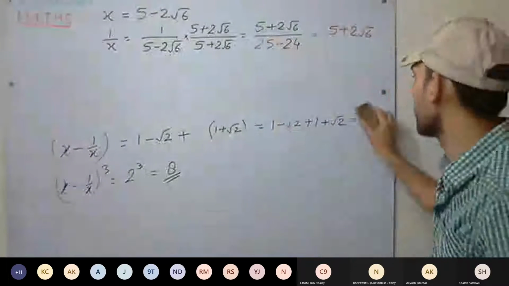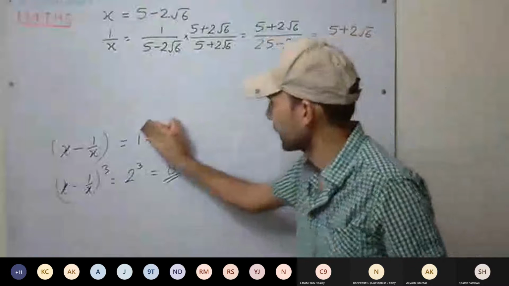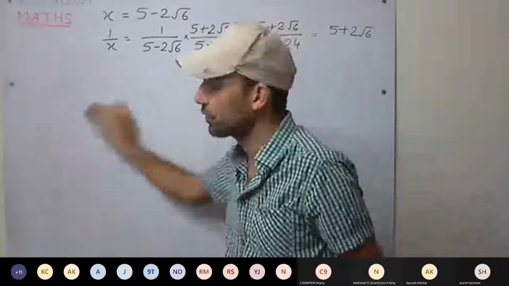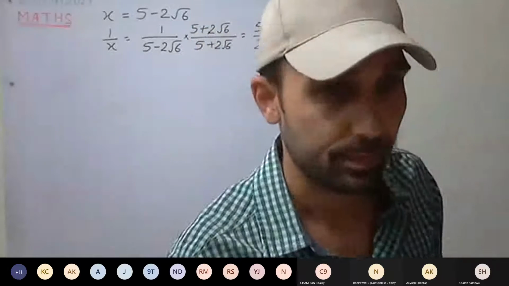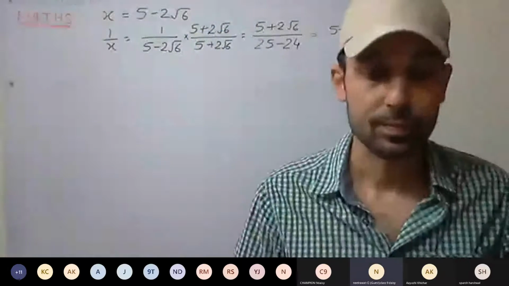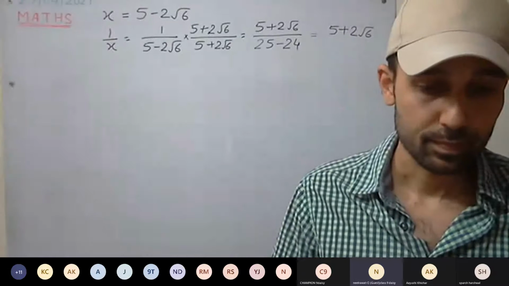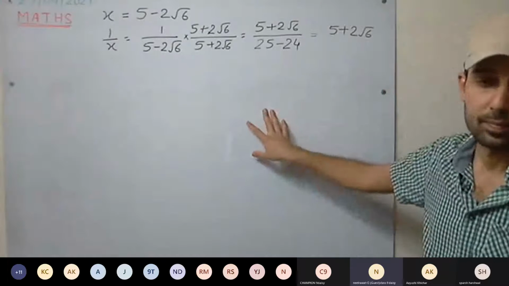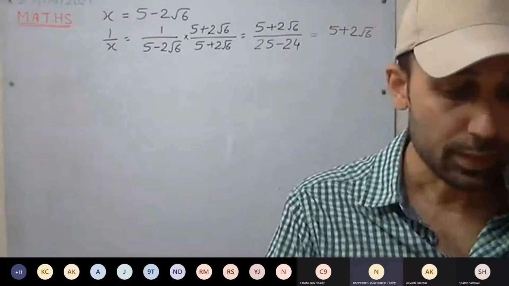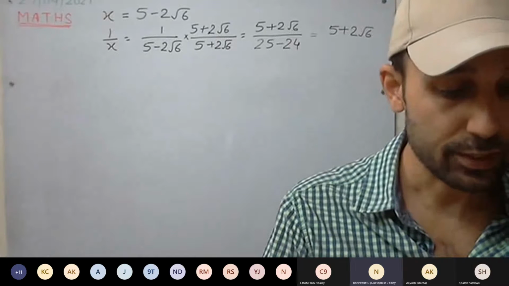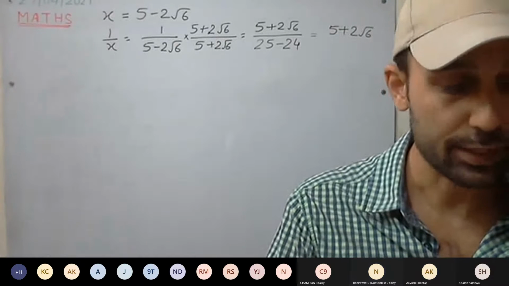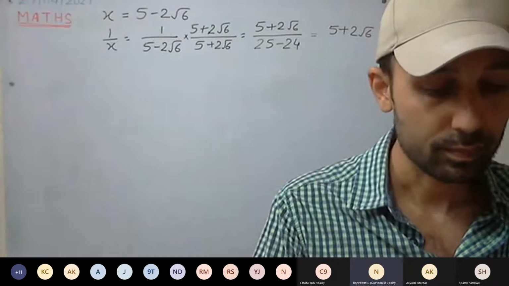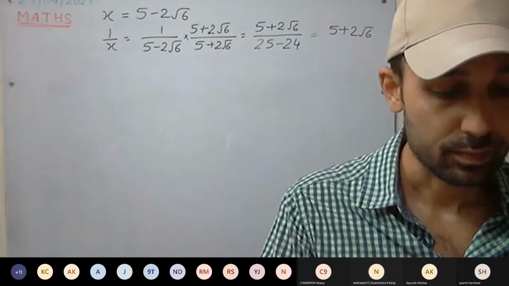Now next what we are going to do? Anyone else? Next what we have to do? Sir, 1 upon x equals 5 plus 2 root 6. Then x minus 1 upon x equals 5 minus 2 root 6 minus 5 minus 2 root 6. We have to calculate x square plus 1 upon x square. How we are going to calculate that? First, we can find x minus 1 upon x equals 4 root 6.